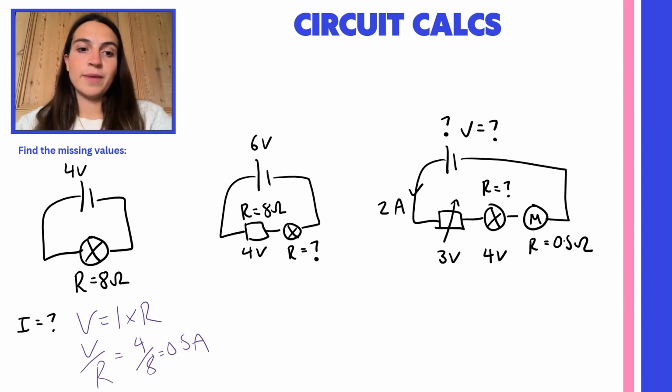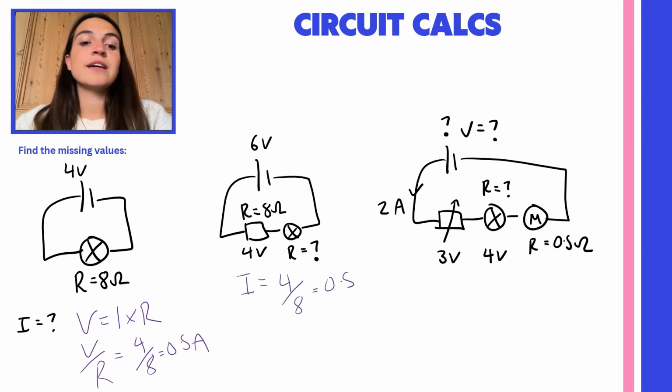What I do have in my circuit is this resistor here, and I'm told there are 4 volts over that resistor and it has a resistance of 8 ohms. So I can figure out what the current going through that resistor is. Current is voltage over resistance. 4 divided by 8 is 0.5 amps.